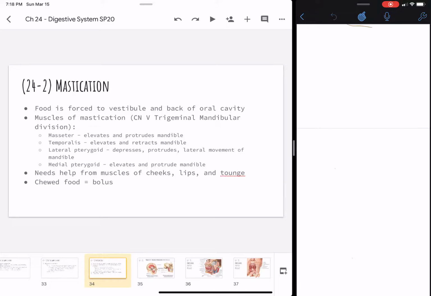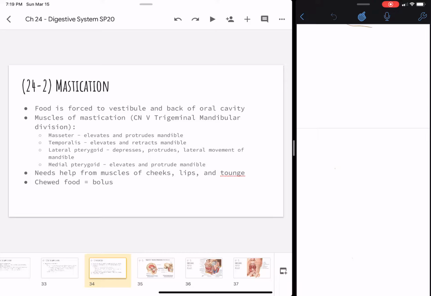You have cranial nerve 5, which is the trigeminal nerve. Remember, trigeminal comes in 3 different branches. We're talking about V3, or the mandibular division. We're talking about masseter, temporalis, lateral, and medial pterygoids. We don't expect you to know the attachment points or what the actions are of each of these 4 muscles, but this is more of a recall from 201.